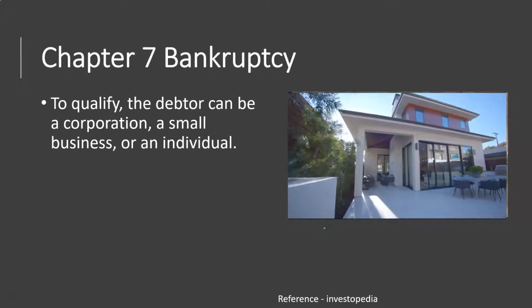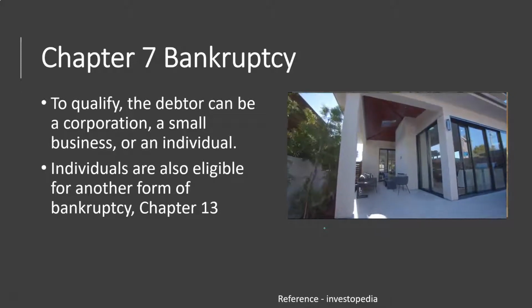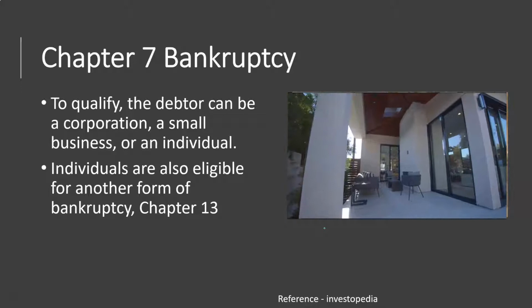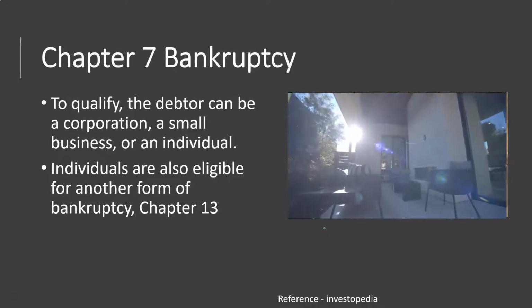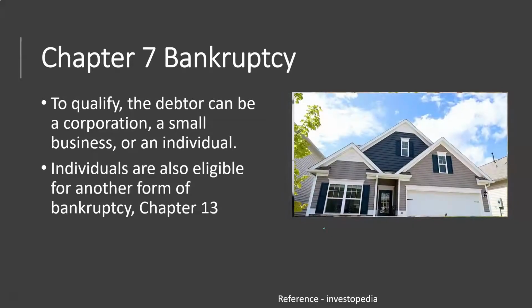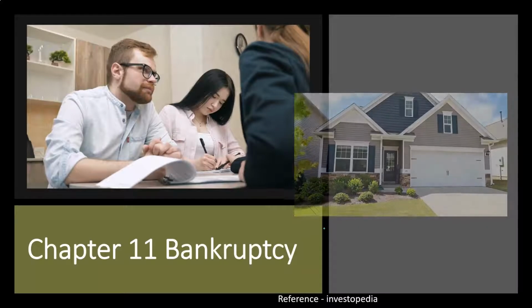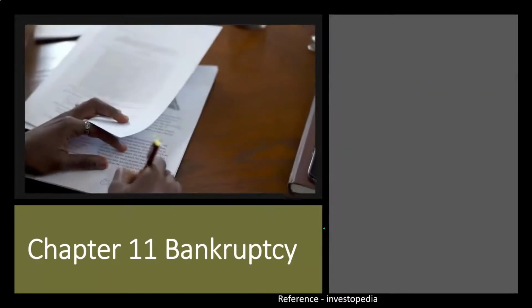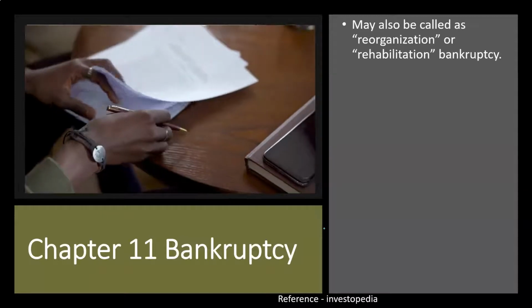So continuing on, to qualify, the debtor can be a corporation, a small business, or an individual. Individuals are also eligible for another form of bankruptcy, Chapter 13. Chapter 13 is the other kind of bankruptcy for individuals that's quite common, which we'll take a look at briefly in a second. Obviously, these are just brief overviews of bankruptcy. Before we do so, let's take a look at Chapter 11 bankruptcy.